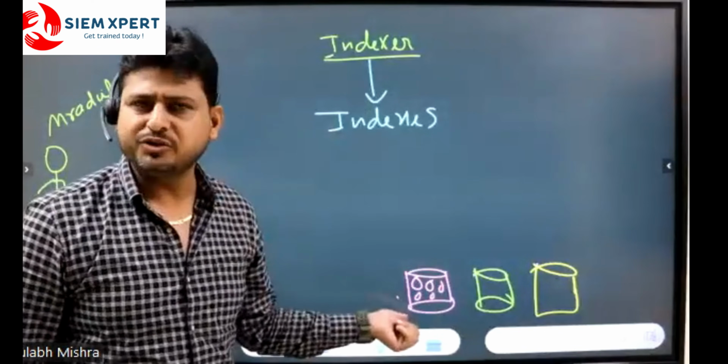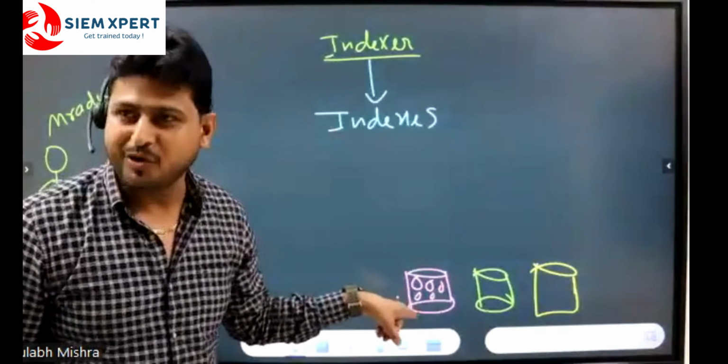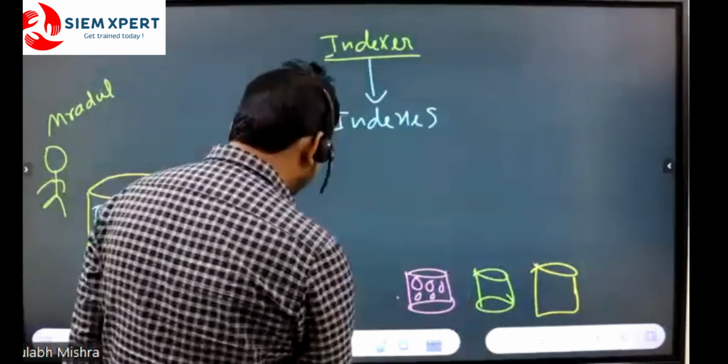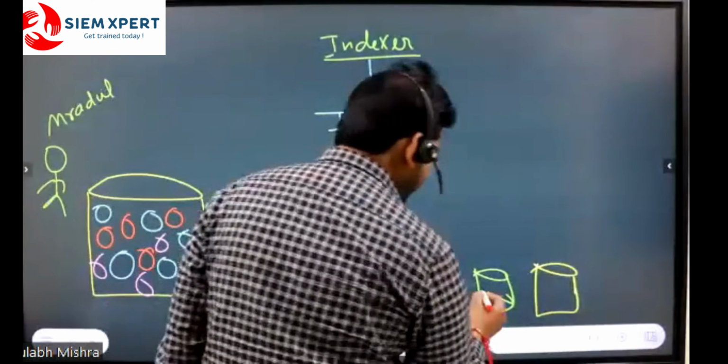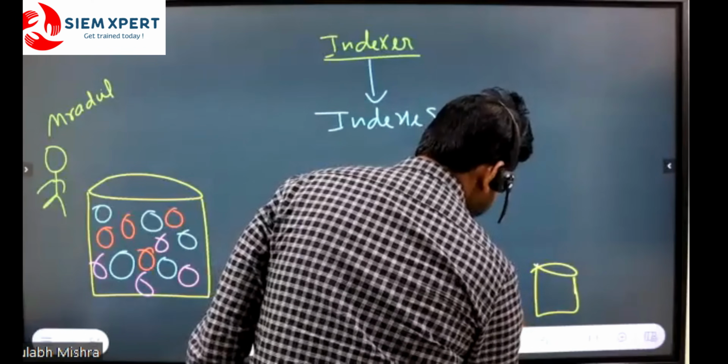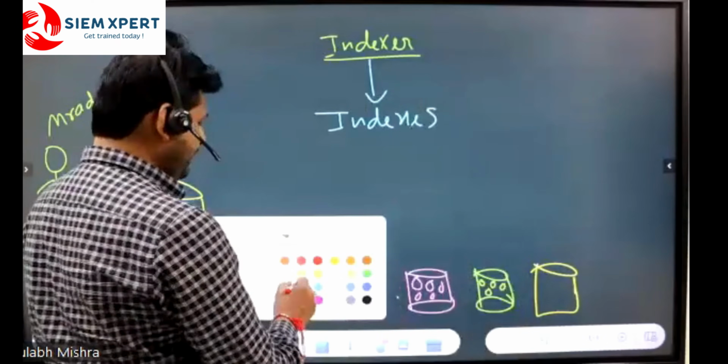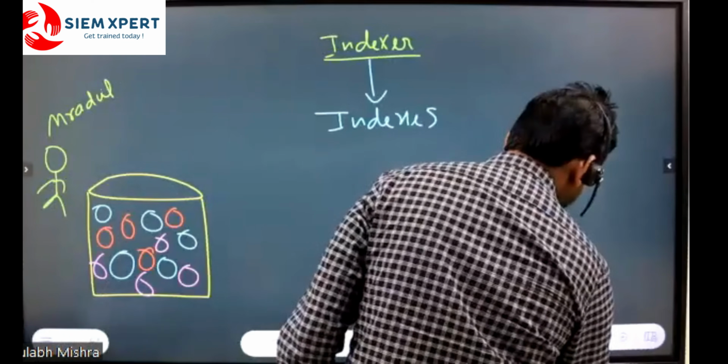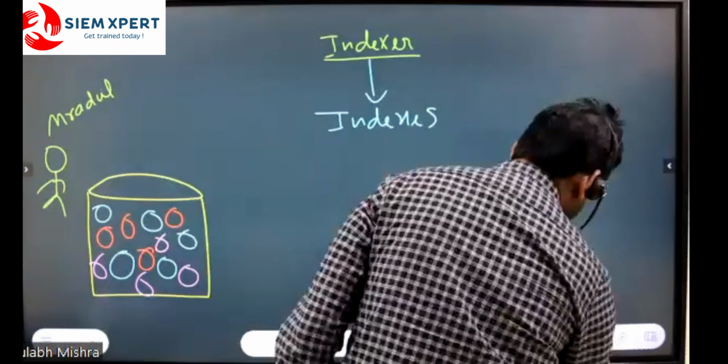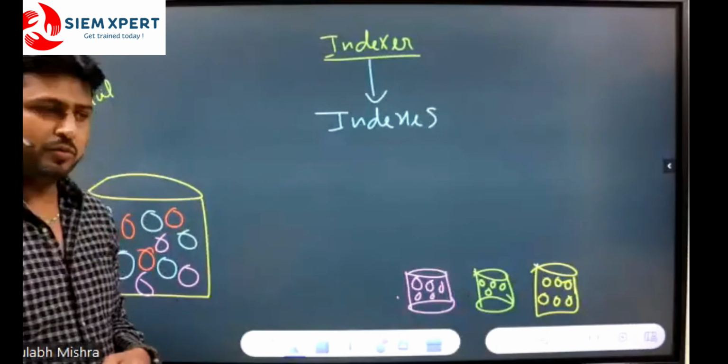The bucket name you have given is pink so that you identify, okay, this bucket is having pink balls. This bucket name you have given green so that you can identify, okay, this bucket holds the green balls, and this bucket name you have given yellow so that you know this bucket is having yellow balls, right?